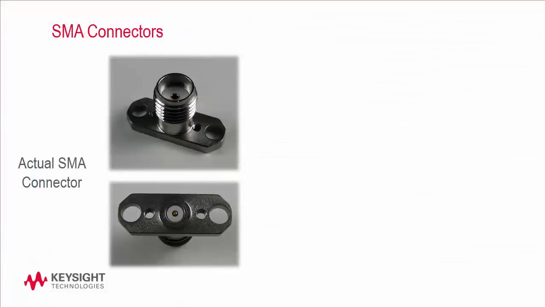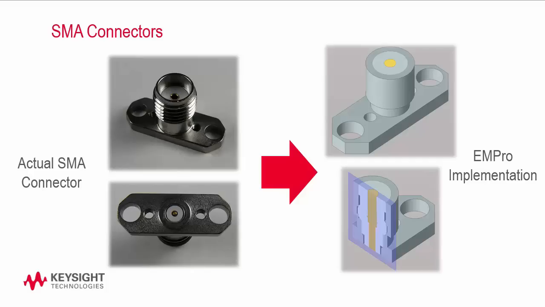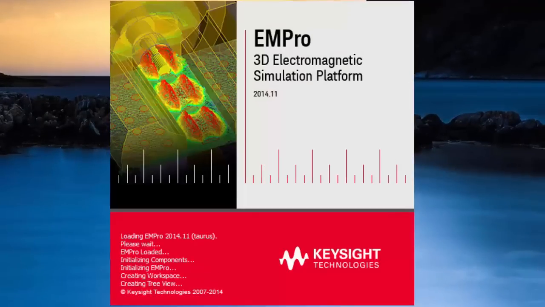Now we have to create the SMA connector. However, in typical board layout tools, there is no easy way to create 3D connector models. The reason is because most layout tools are limited to only two dimensions, not full 3D. Therefore, we will use EMPro, a full 3D electromagnetic simulation platform, to create the 3D connector model and bring it into ADS for complete full-wave 3D EM simulations. Let me show you how to do this.